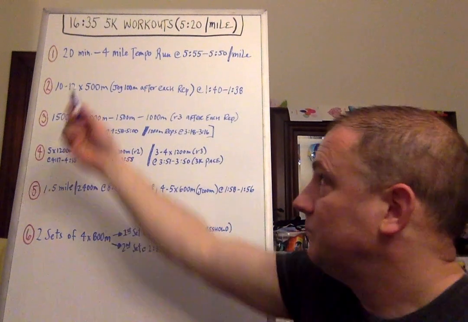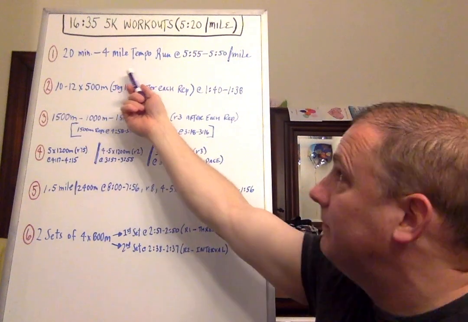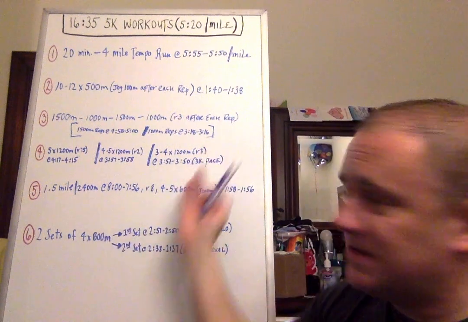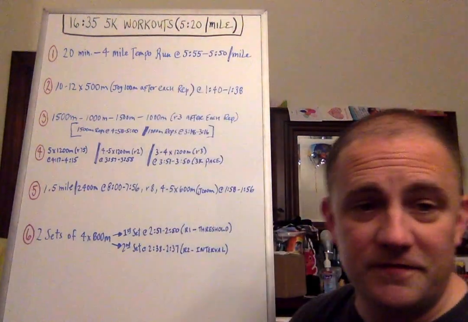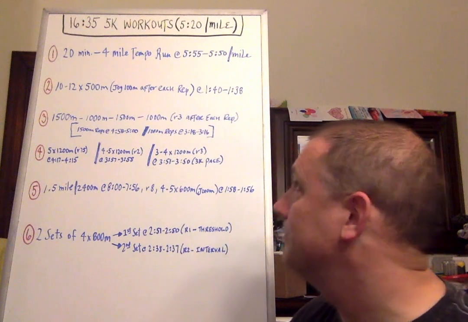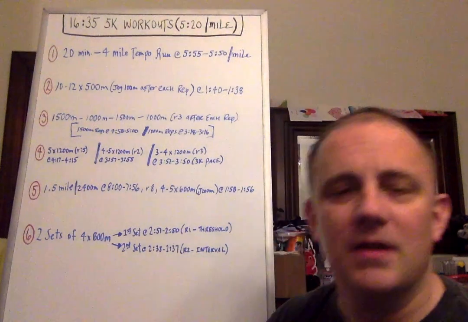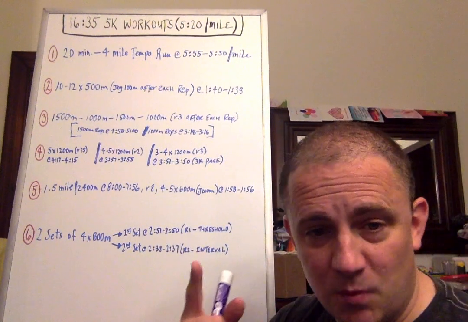But building towards a 20-minute to 4-mile tempo run consecutively, these numbers are the paces you want to build towards: 5:55 to 5:50 per mile. That's essentially about 30 to 35 seconds slower per mile than the goal pace for the 5K. So that's workout number 1.